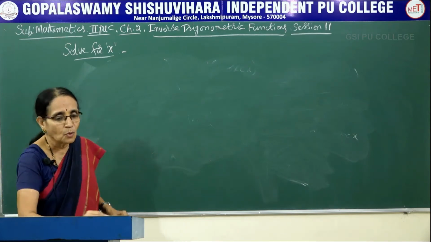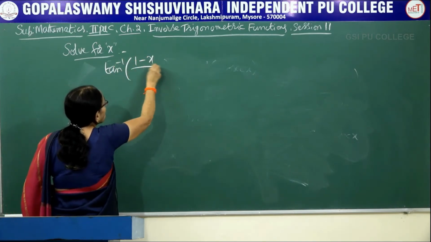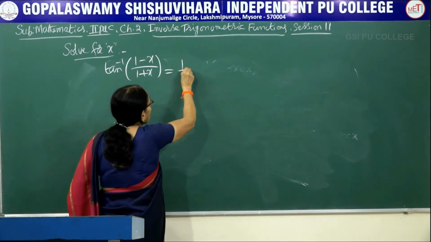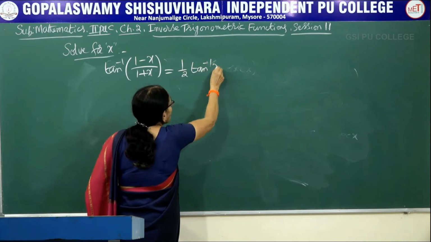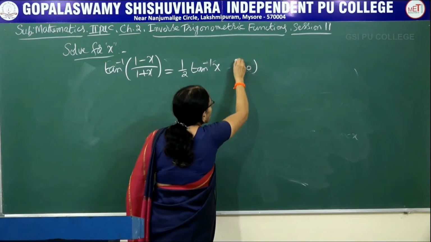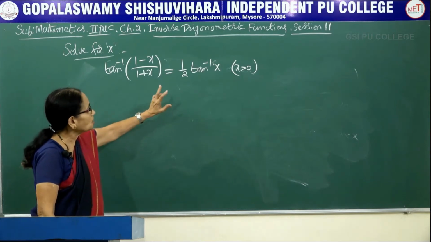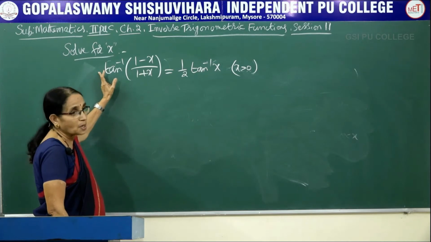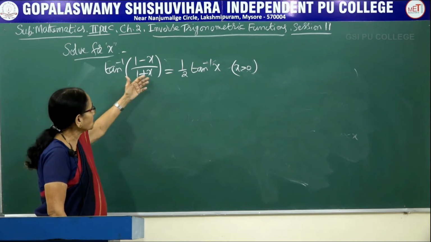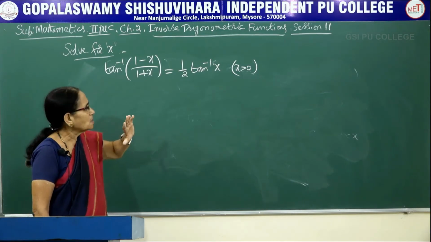Tan inverse of 1 minus x over 1 plus x is equal to half of tan inverse x. Here x is a positive number. Here again, one method is, you can take 2 to the left hand side, apply the previous property which I made use of, 2 tan inverse x equal to tan inverse of 2x over 1 minus x square, then you can compare. That becomes a little bit cumbersome procedure.